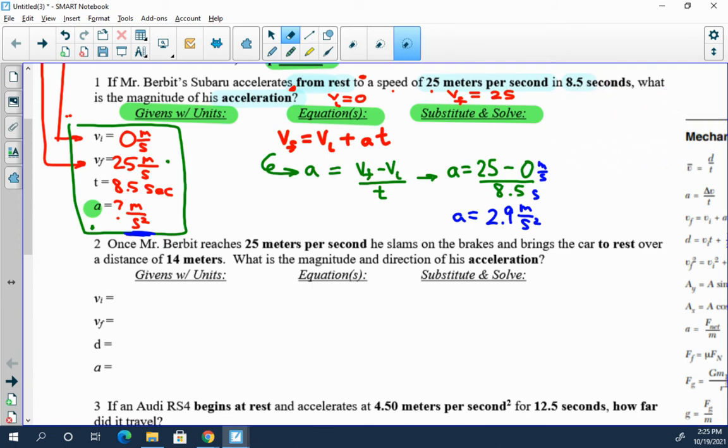Okay, so let's look here at question 2. Now, once Mr. Burbot reaches 25 meters per second, he slams on the brakes and brings the car to rest over a distance of 14 meters. What is the magnitude and direction of his acceleration? Okay, well, what is the starting speed in this case? He is going 25 meters per second. So the initial speed is 25 meters per second.